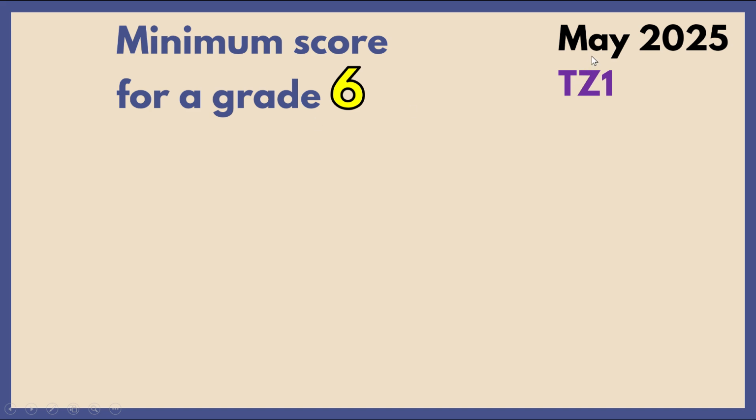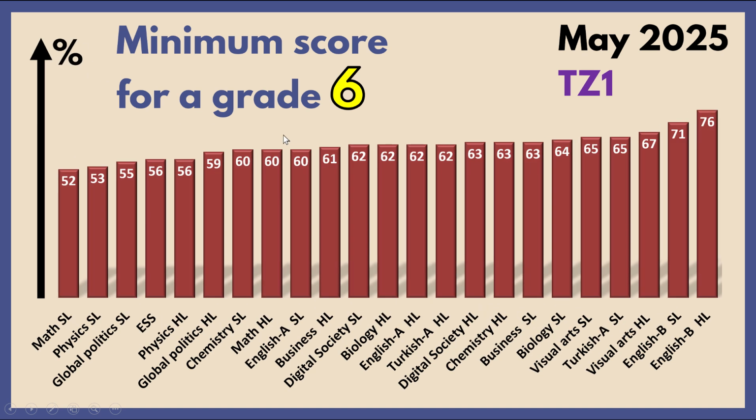Let's say we are in May 2025, time zone 1, and I'm going to get a grade 6. The minimum percent you need for Math SL, for example, is 52. For Physics SL is 53. Go to the end, for English B HL, you need 76% minimum to get a 6. You see, in the same time zone, the bottom line for each subject is different.